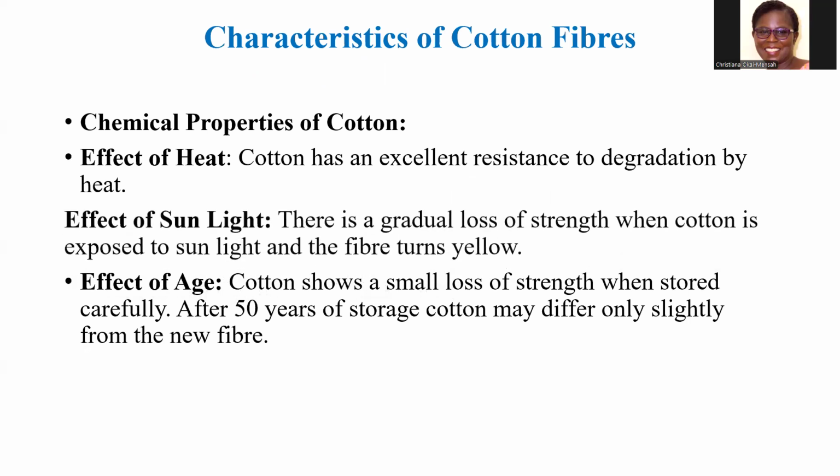Okay, so chemical properties of cotton, effect of heat. Cotton has an excellent resistance to degradation by heat. Effect of sunlight. There is a gradual loss of strength when cotton is exposed to sunlight, and the fiber turns yellow in the scorching sun. Dry cotton in the scorching sun turns yellow. Effect of age. Cotton shows a small loss of strength when stored carefully. After 50 years of storage, cotton may differ only slightly from the new fiber when you store it under good conditions.